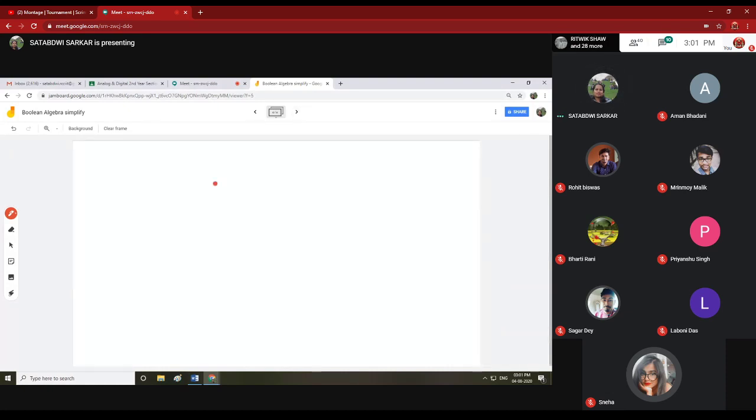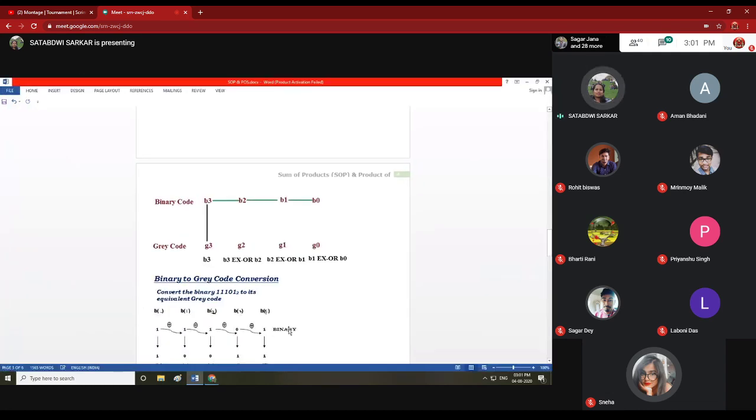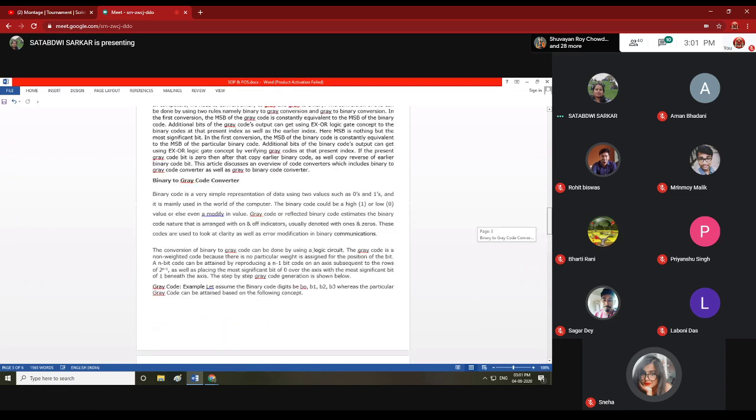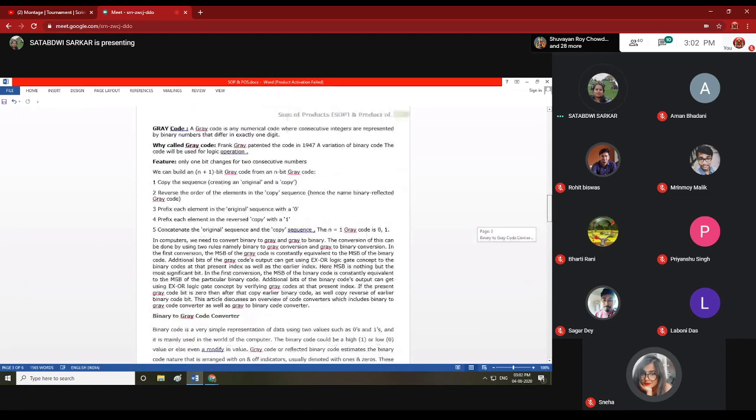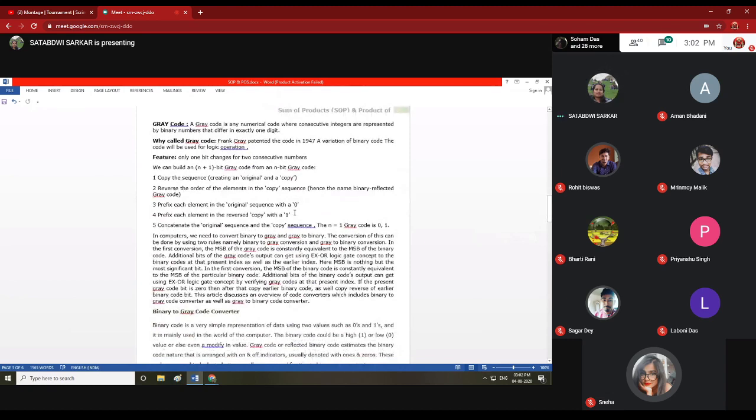Now, I want to discuss one thing. We will discuss this Gray code. So Gray code is a numerical code where consecutive integers are represented by binary numbers that differ in exactly one digit. So now see what we'll do.